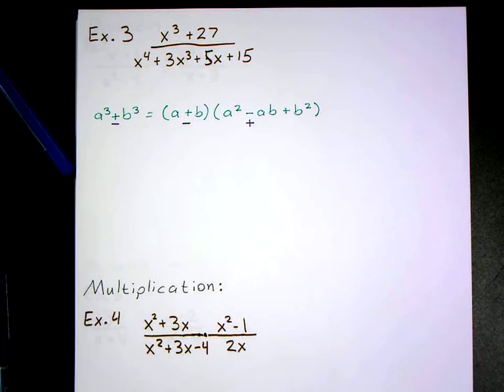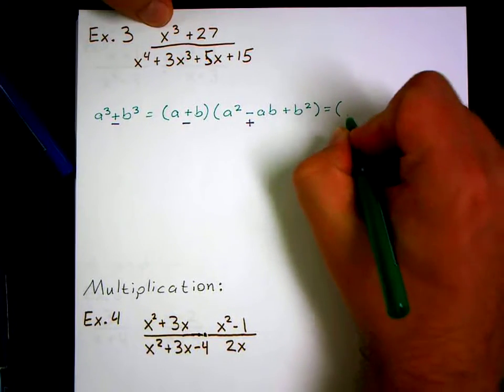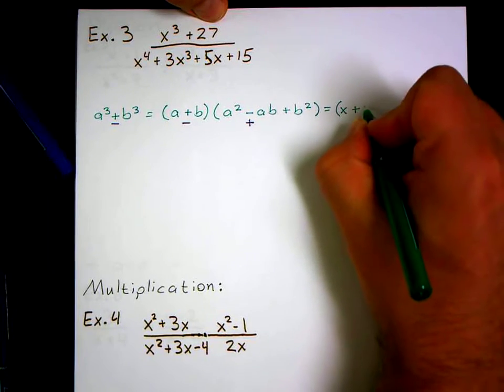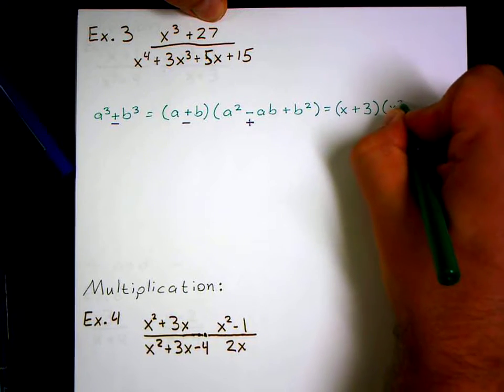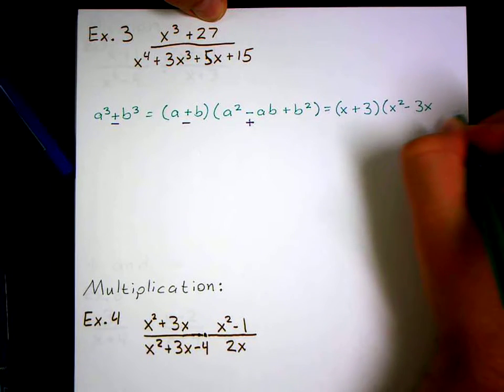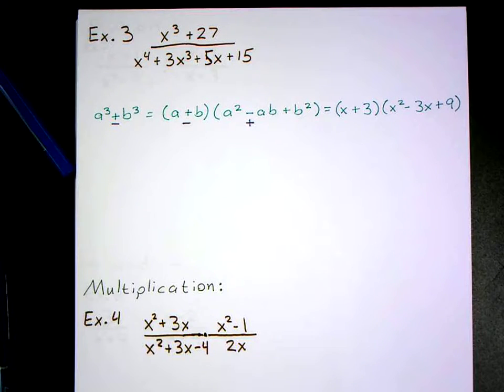So using that rule, what I have up there would become, so the x plus, and then to get 27, I would cube 3. Then I would have x squared minus 3x plus 9. So it's kind of like difference of cubes. You just have a formula to plug it into. You just have to know your formula.